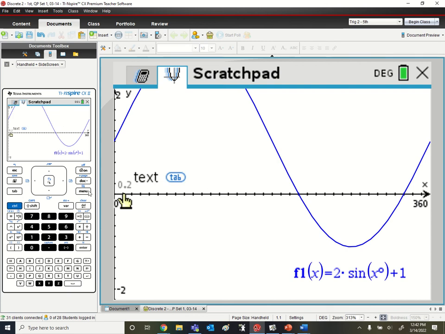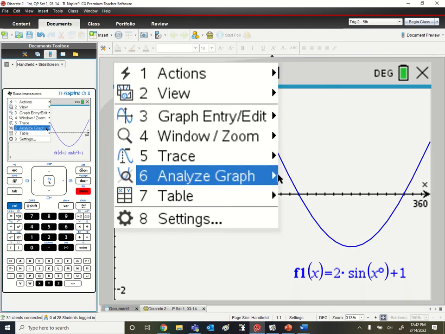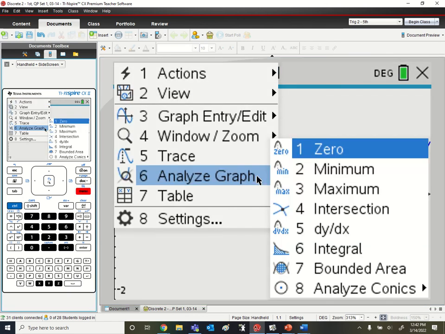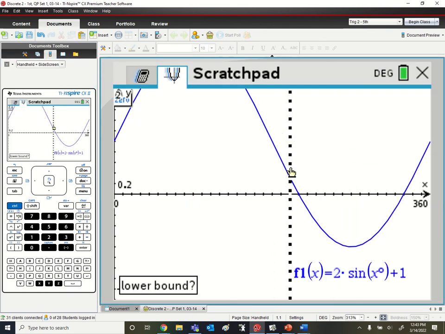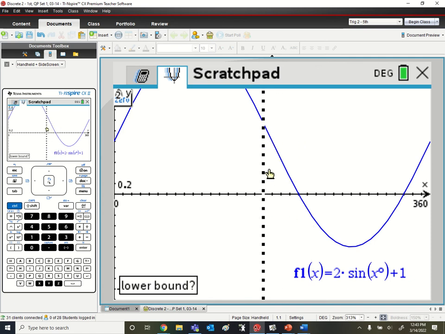I'm going to go menu, analyze graph, and what am I looking for here? I've said it like 4 or 5 times. 0. It's a zero product rule, so to get the 0, that's what I'm looking for. I'm looking for where it crosses the x-axis. I want to know where my answer is 0. So it says left bound or lower bound. You could do this with the mouse.